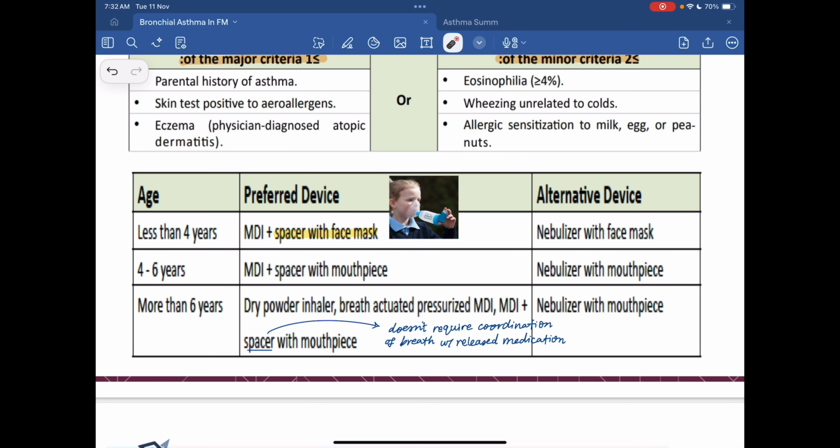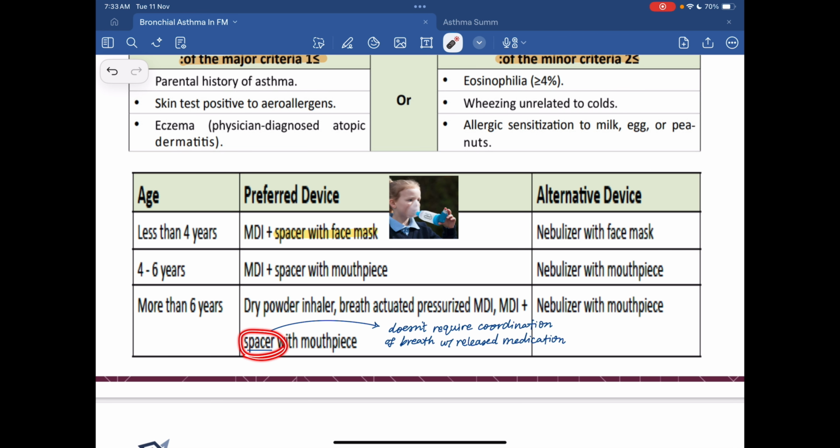طيب 4 to 6 خلاص كبير بيدخل صف أول، we can use a spacer with a mouthpiece، خلاص يعرف كيف. إذا ما يعرف nebulizer with a mouthpiece. more than 6 years عندنا خيارات كثير، خلاص هو ذكي الحين: dry powder inhaled, MDI with spacer or mouthpiece.